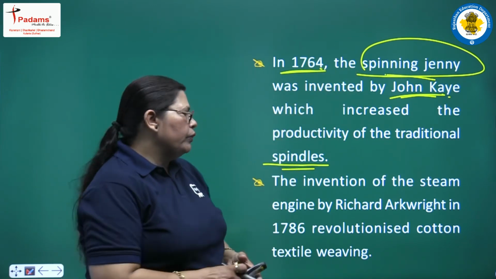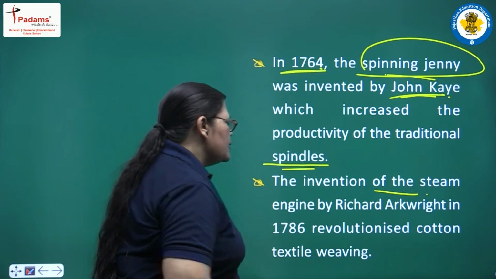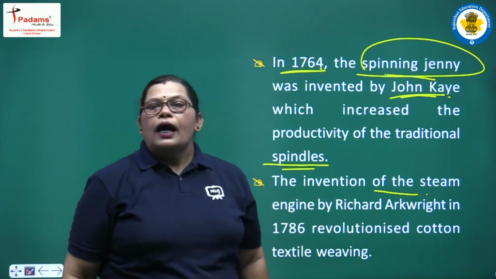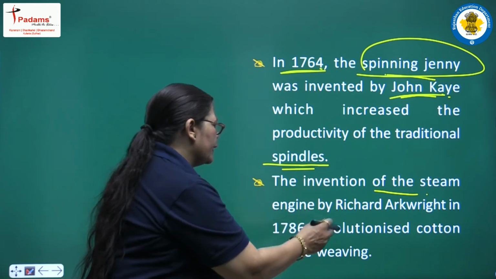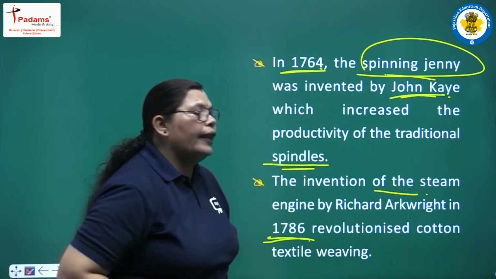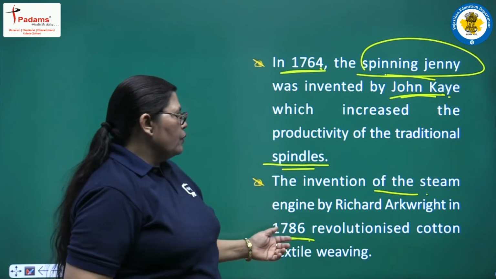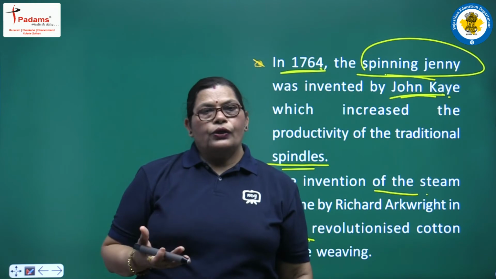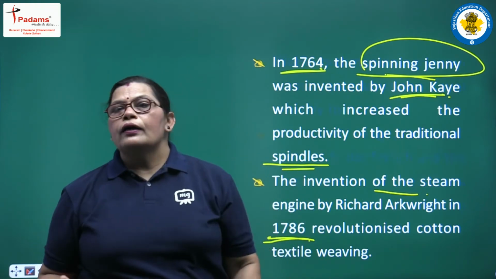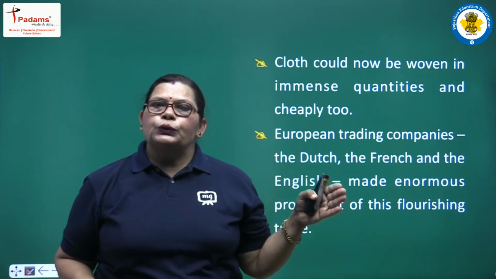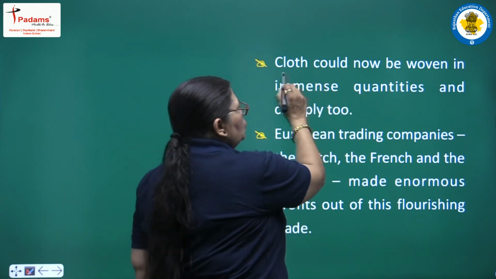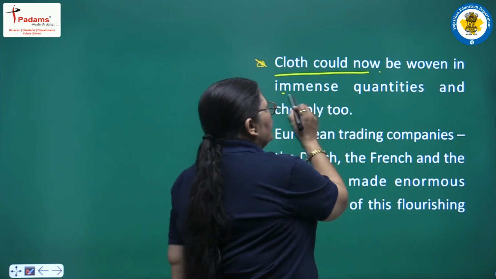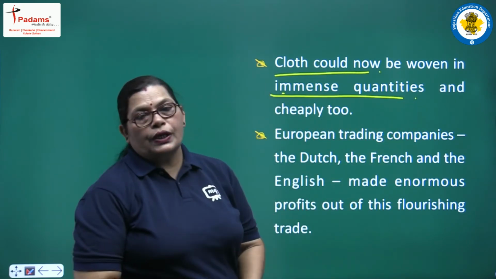We had another invention also, the invention of the steam engine. Steam engine was invented by Richard Arkwright, and Richard Arkwright in the year 1786 revolutionized cotton textile weaving, not only in this one but all over the world. A lot of changes took place. What changes took place? We will discuss here. Cloth could now be woven in immense quantities and cheaply too.